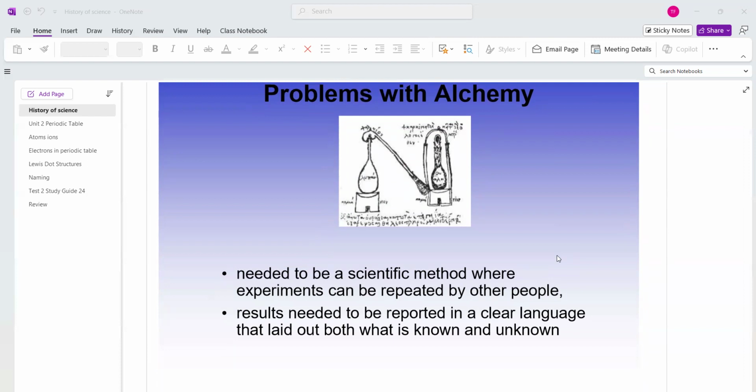They didn't use a standard method to do their experiments, in which case other people could not repeat what they've done. The other problem is the language they used to explain it was not common.